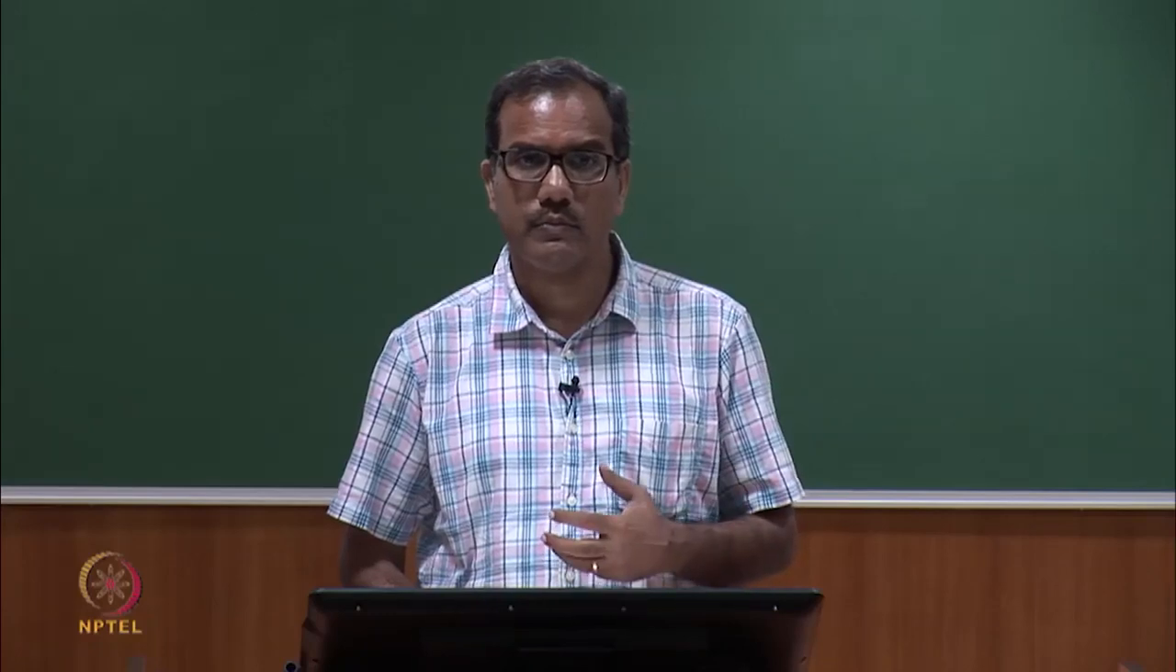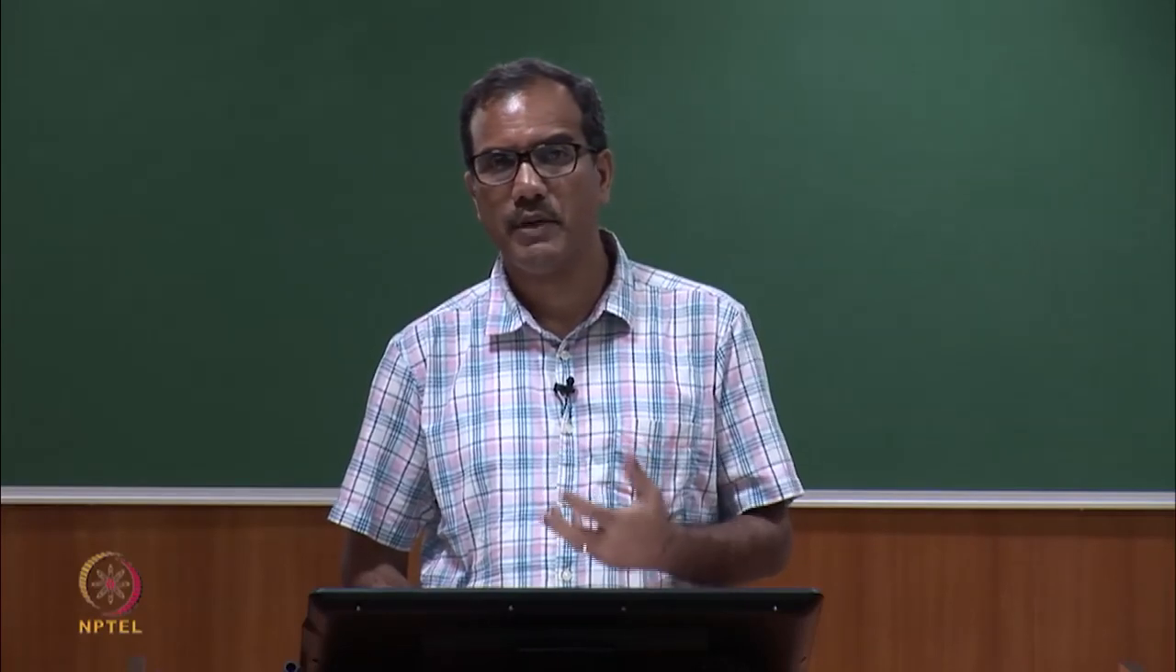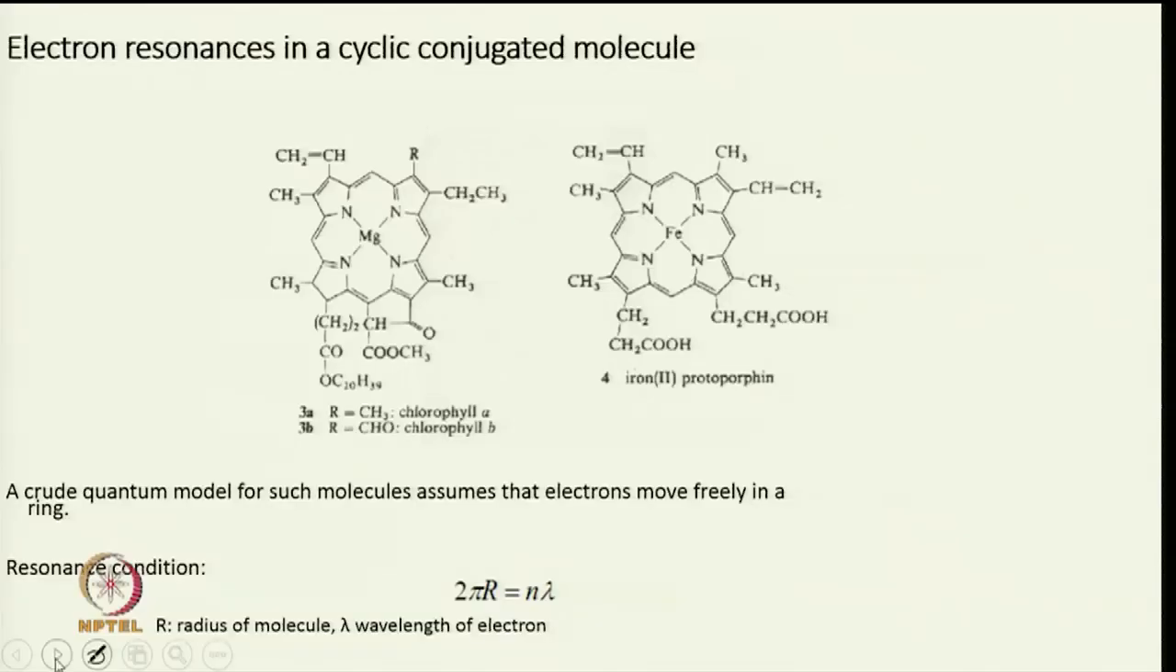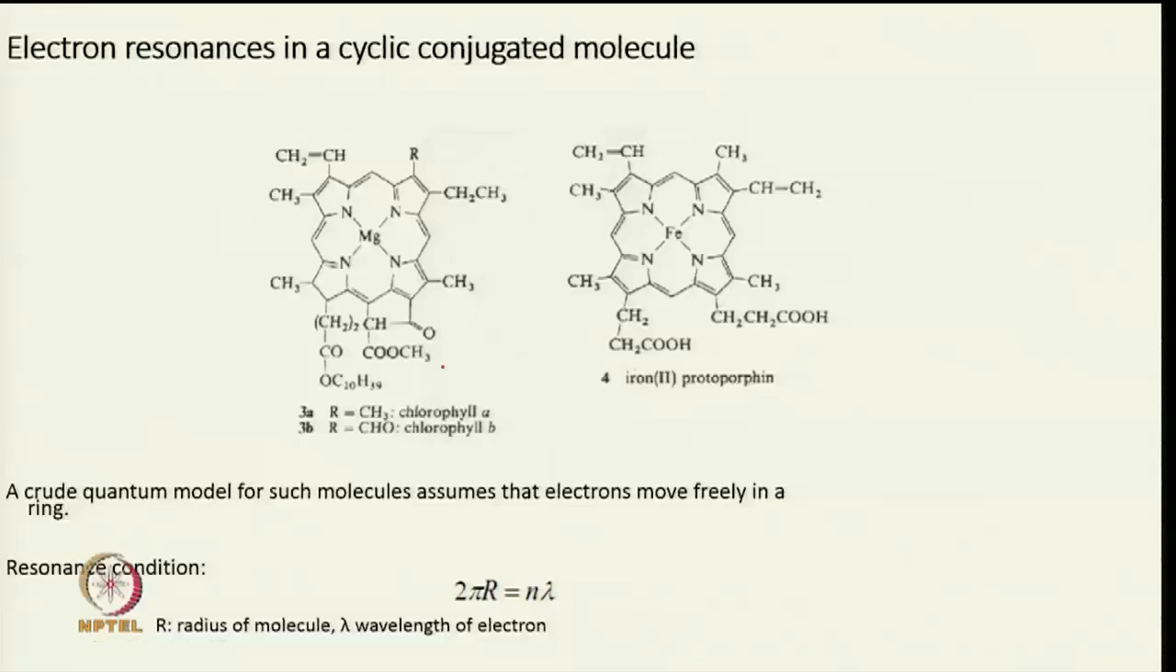Now, can we calculate the lambda value for cyclic conjugated molecules? Because there are a lot of molecules in nature which are cyclic conjugated molecules. For example, your chlorophyll or protoporphyrin, they have a cyclic structure and they are cyclic conjugated systems. Here again we can apply the crude quantum model. Now you can think of this as a ring.